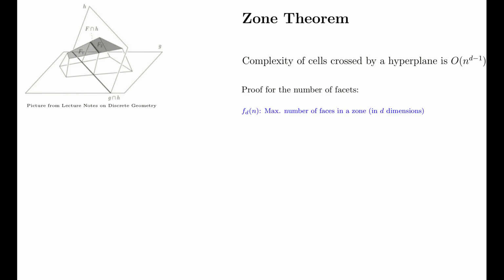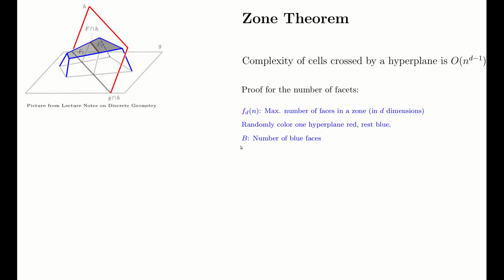To proceed with the argument, we use the following probabilistic method. We randomly pick one hyperplane and we color it red, and we color the rest of the hyperplanes blue. For example, in the picture, this hyperplane H is colored red and the rest of the hyperplanes are colored blue. Remember that a facet is a d minus 1 dimensional object, and because of that, it lies on exactly one hyperplane. This means every facet will be either colored blue or red. If it lies on the red hyperplane, it will be a red face. Otherwise, it will be blue.